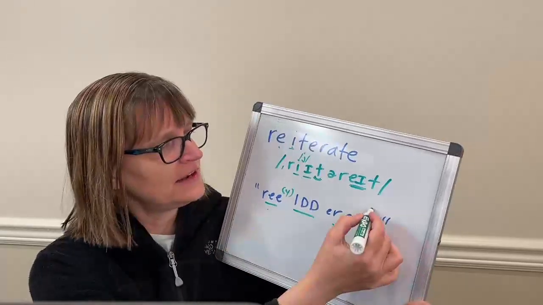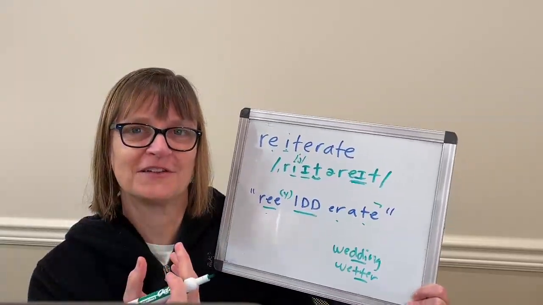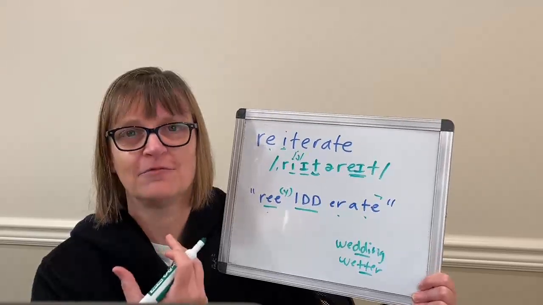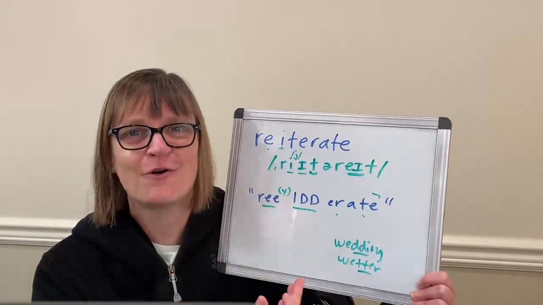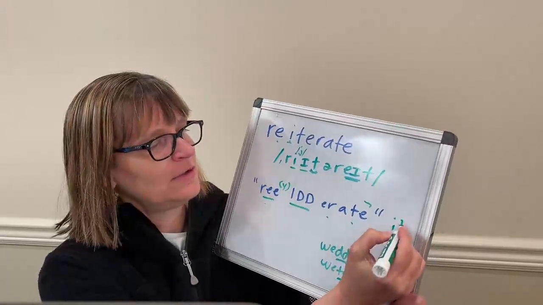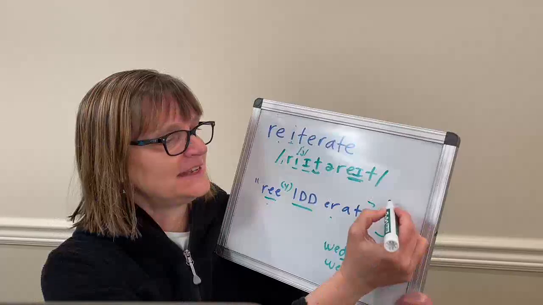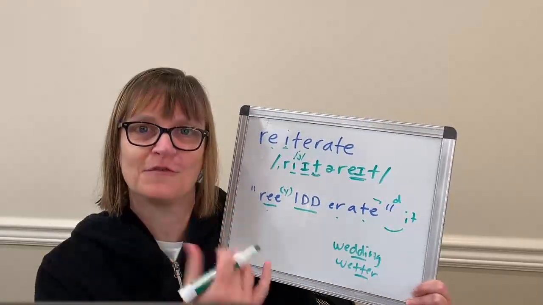And then at the end, reiterate. The T is probably going to be stopped. We don't necessarily need to release the air there. Not reiterate, but reiterate. That's how we typically would do it. Of course, what happens with the T depends on what's next. If I'm saying reiterate it, then my T is also going to be another flap sound. Reiterate that. I'm going to use more of a stopped T.